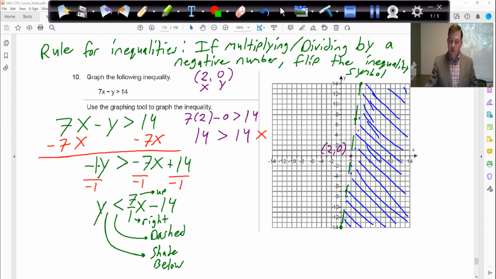So any point on the line, and by the way, you'll get that. On any point on the line, you'll get 14 bigger than 14, which is false. So that's why it's dashed, because we can't let anything on the line be a solution. Okay, now if we were to check in this blue zone versus this white zone, you will get it works and it doesn't work. But I already showed you that once, and so you don't need to do it more than once. You could do that to check your answer on, say, a test or something. It's a nice quick check, but I'm not going to do it for every problem. Okay, so that's number 10.